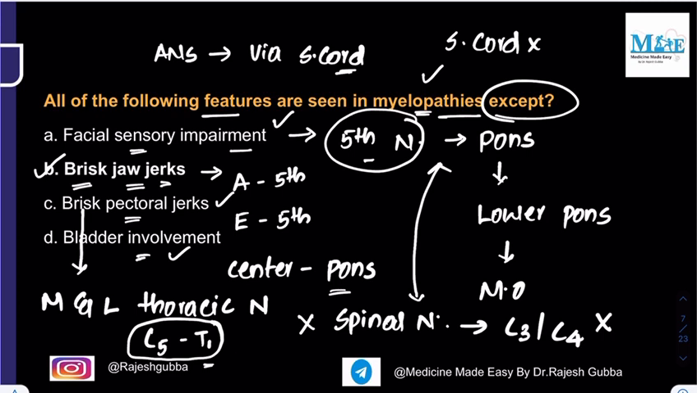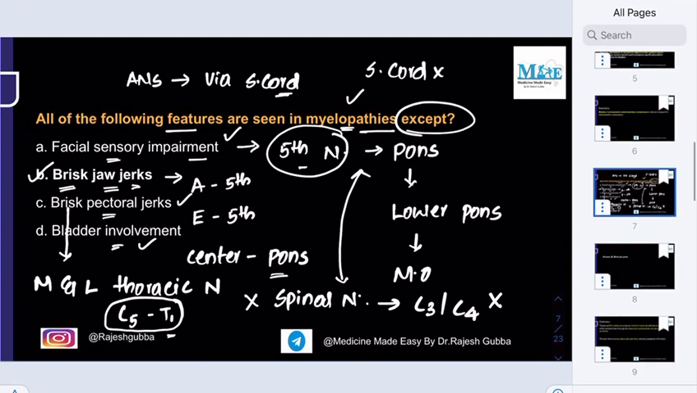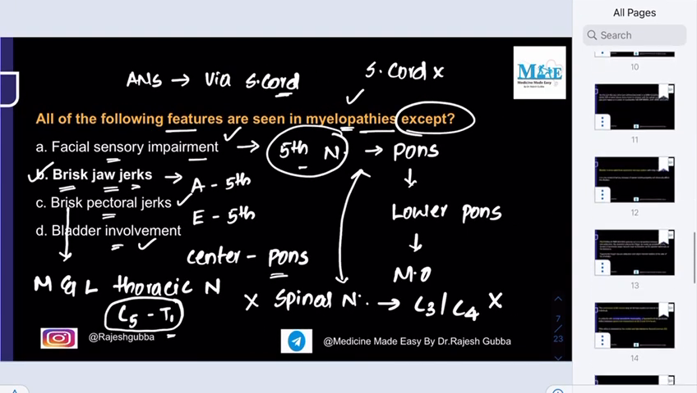The brisk jaw jerk can be there when the pathology is at the level of the brainstem or above the brainstem. Okay, particularly above the brainstem, not even at the brainstem. Above the brainstem, if there is pathology, then you will have the brisk jaw jerk. Okay, brisk jaw jerk is seen whenever there is upper motor neuron involvement. Okay, right. So that is the second question. Then you see the third question.